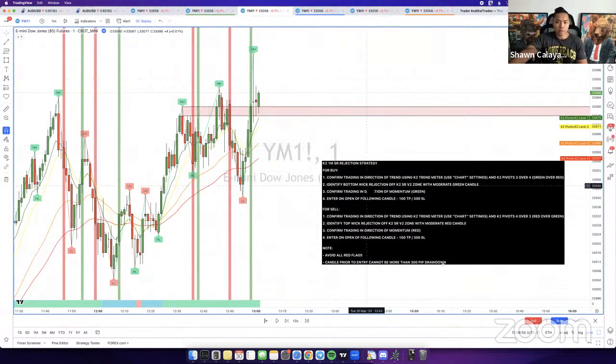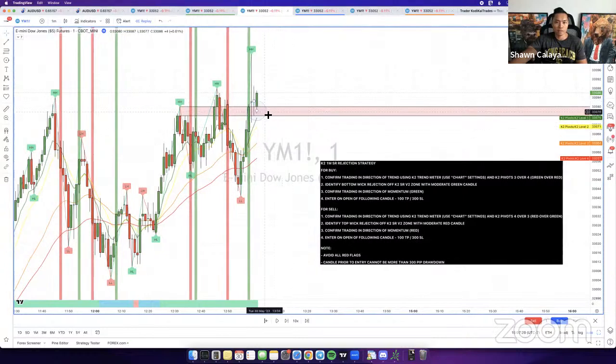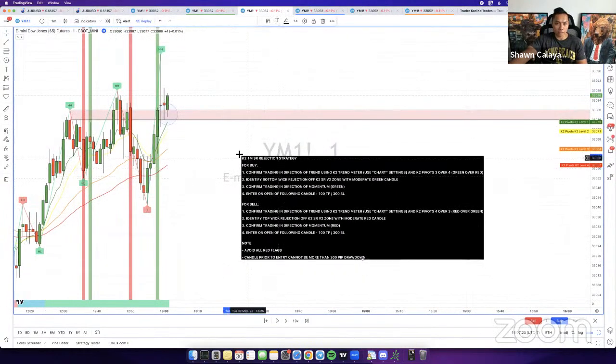Step two, identify a bottom wick rejection off the SRV2 zone with a moderate green candle. So right here, we have the rejection off the zone. You can see that this candle right here is moderate. In my opinion, I think it's strong. We're just going to say it's moderate here. This is where it's most subjective because some people can't determine whether it's moderate or strong. In order for it to be moderate, here's a few key things that I look for. I try to make sure that the top wick isn't bigger than the body and the top wick isn't bigger than the bottom wick.